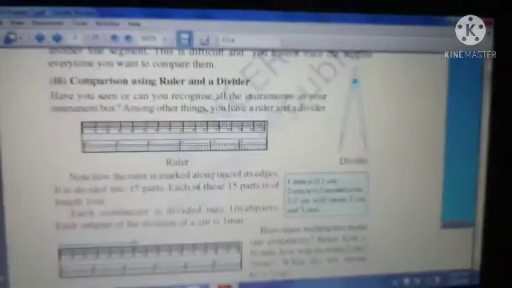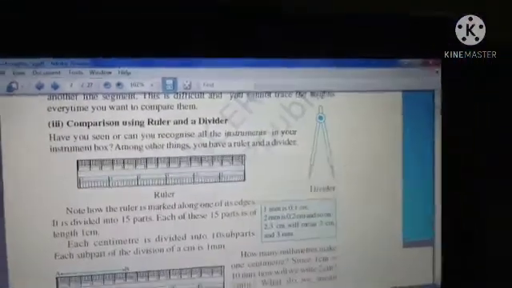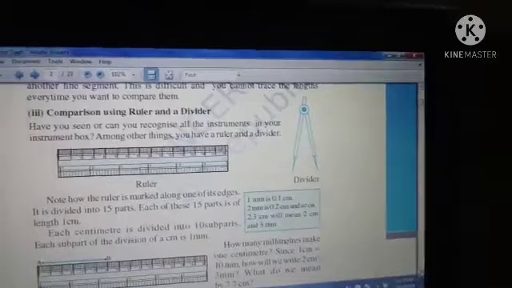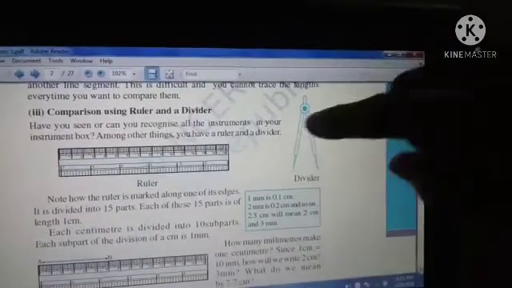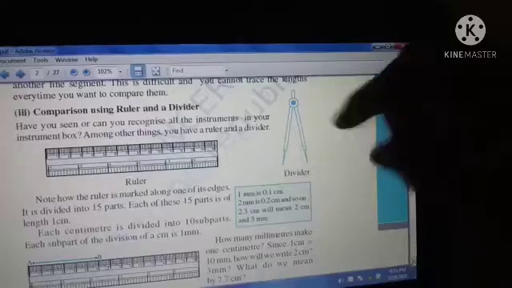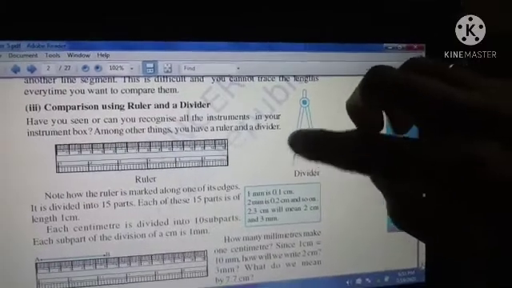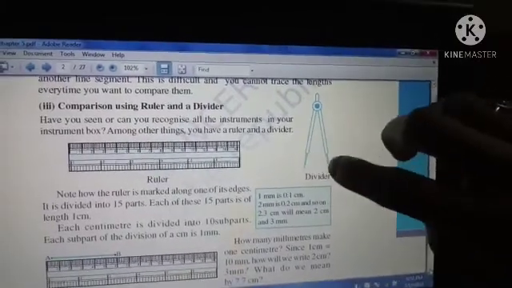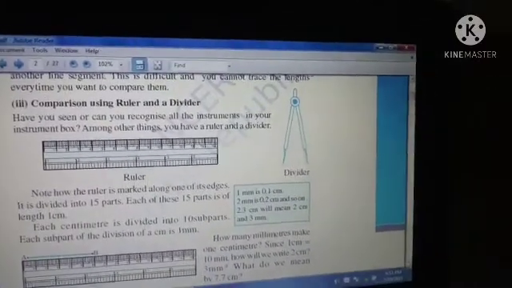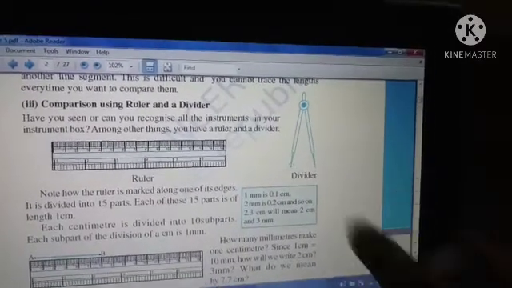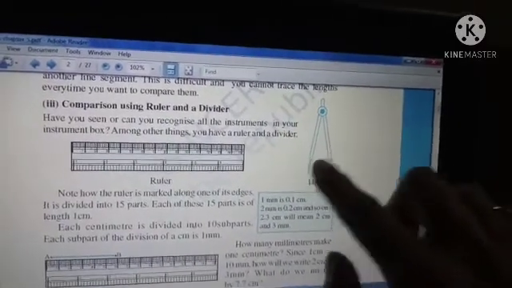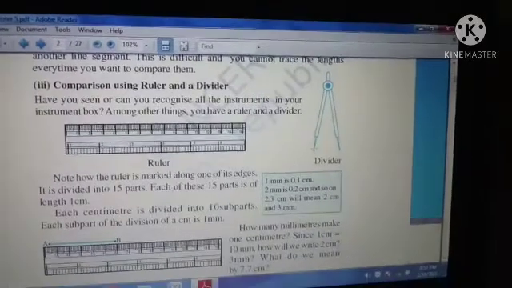Next, divider. Have you seen this in your geometry box? Divider. Another instrument will have a pencil pointer at one side and a sharp pointer at the other side. That is called a compass, and this is your divider, where you have two pointed ends. Two steel pointed ends will be there in that divider.